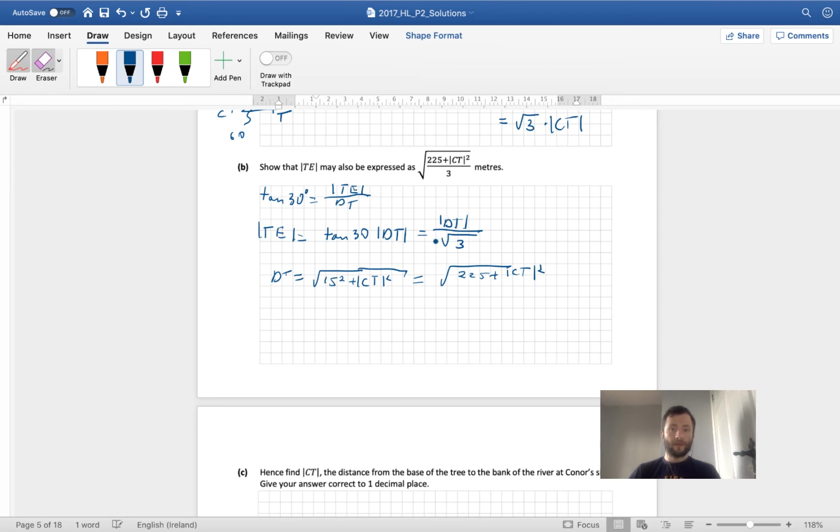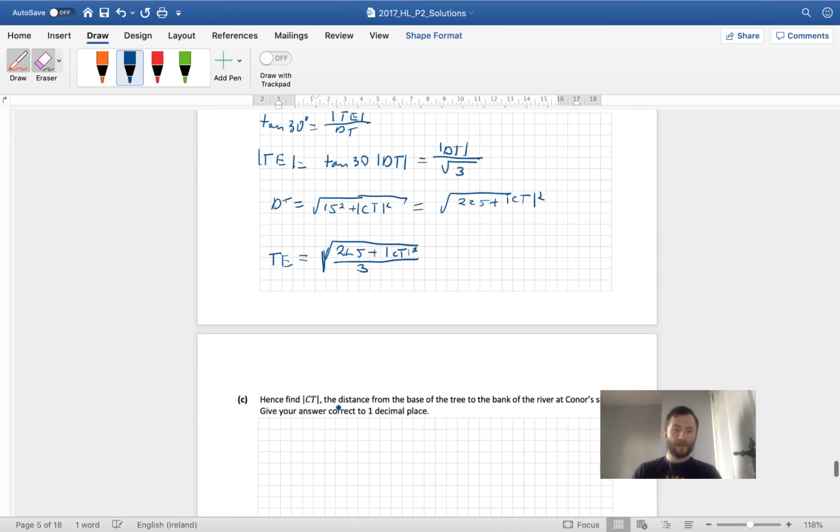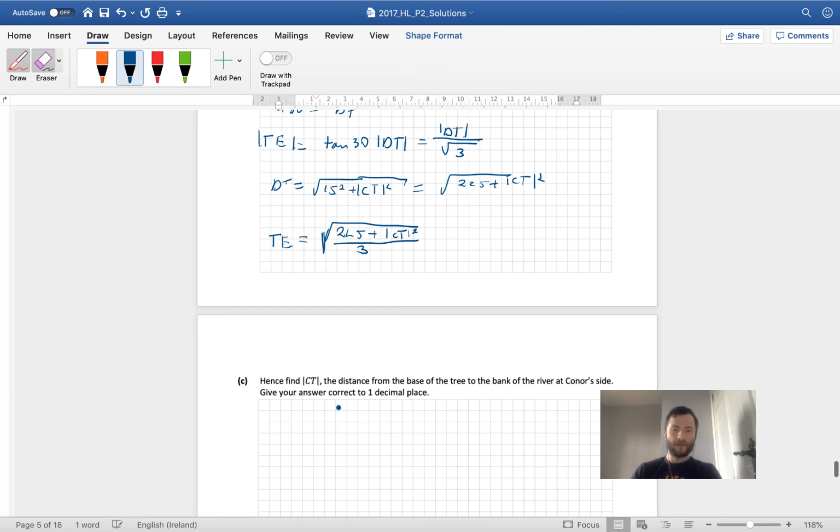So now I can put that formula back into my original equation and get that length of TE is equal to square root of 225 plus length of CT squared, and all that over 3. Note that this is all under the same square root. So happy days. Now I want you to find the length of CT, the distance from the base of the tree to the bank of the river on Connor's side, giving the answer correct to 3 decimal places.